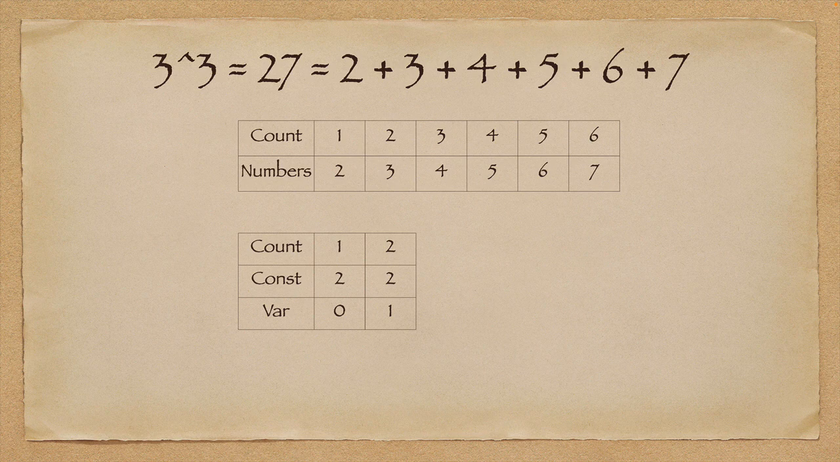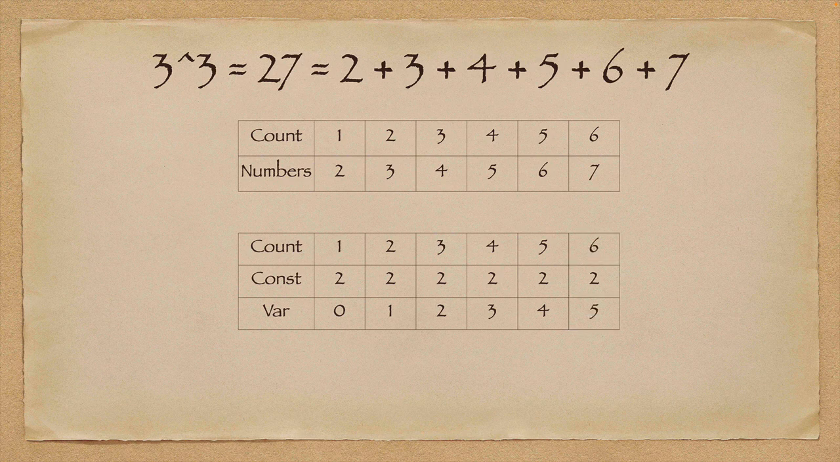And I'm also going to change some value that's going to be called the variable. So 2 is 2 plus 0, 3 is 2 plus 1, 4 is 2 plus 2, 5 is 2 plus 3, 6 is 2 plus 4, and 7 is 2 plus 5. In other words, I have taken the value 2 to be the absolute constant, which is present in each one of these 6 numbers, and then written down the variable value as well. Why am I doing this?